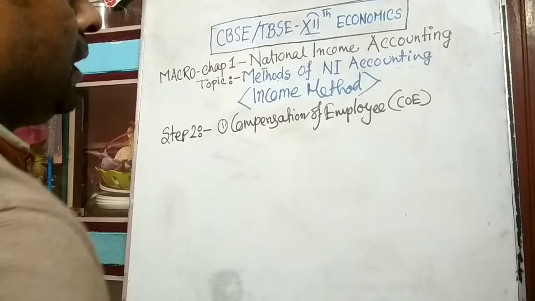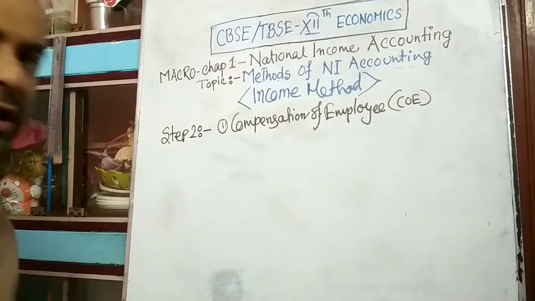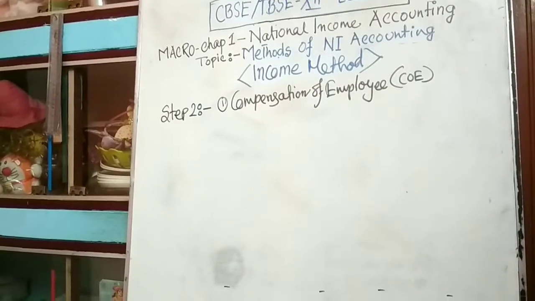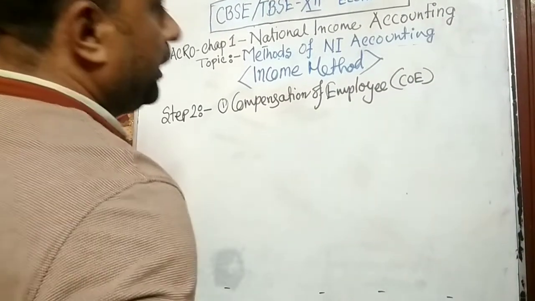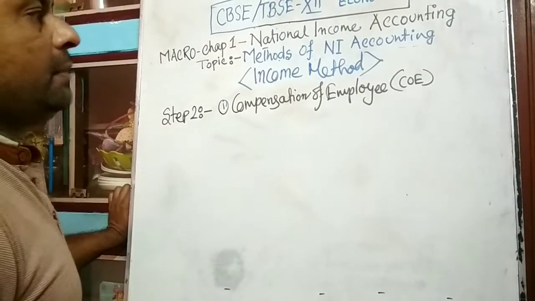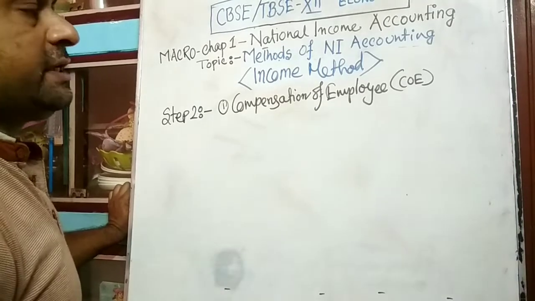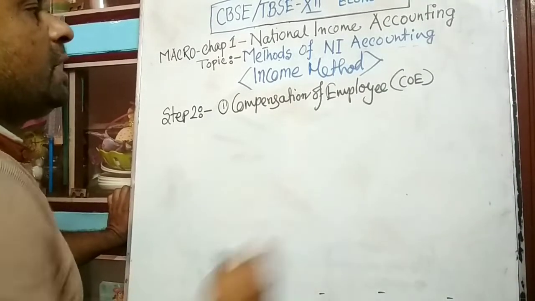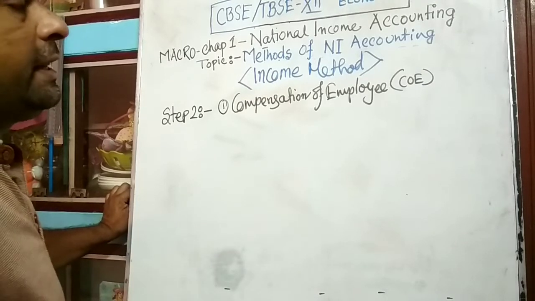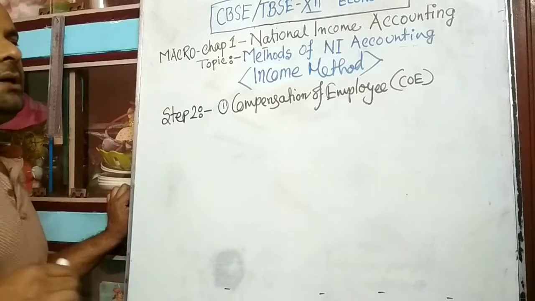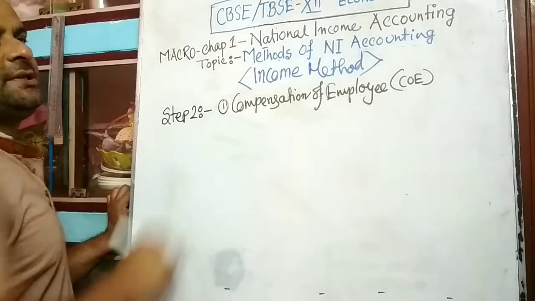Compensation of employees means when you work somewhere, then after the completion of a particular period of time, we get some income or wages. This is compensation of employees. Suppose we are working in an office or in a factory or in any other private sector. After a certain period of time, we get our salary or wages. This is compensation of employees.